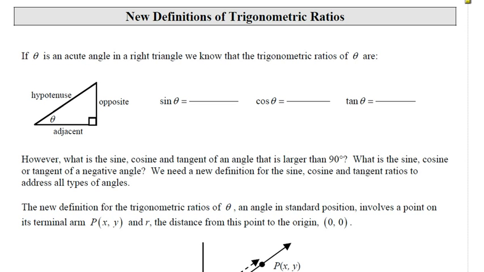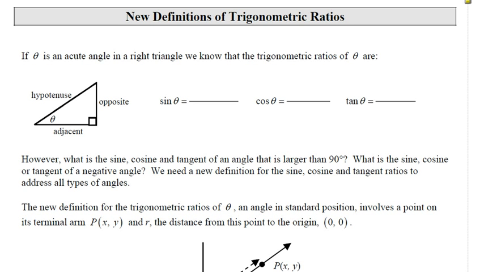All right, we need some new definitions for trig ratios because we no longer necessarily have a right angle triangle, or an angle that's restricted to 0 to 90 degrees. That theta angle there has to be less than 90. What do we do for the sine, cos, or tan of 174 degrees or 250 degrees?